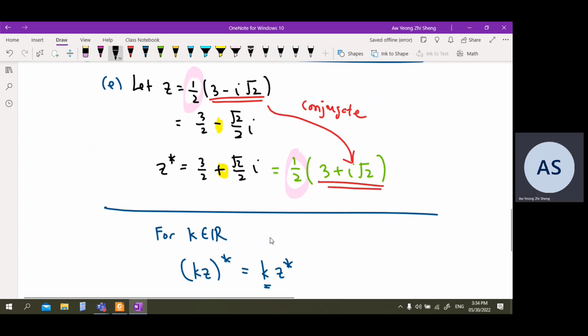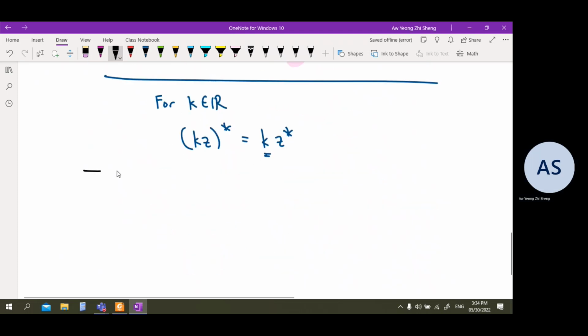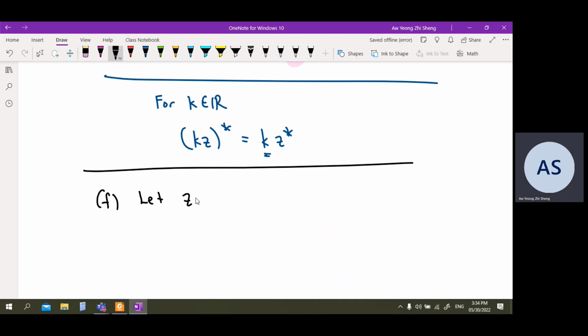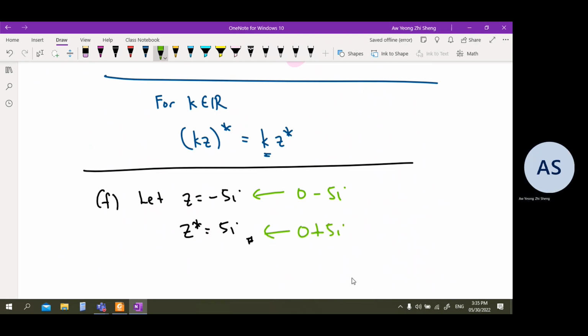Okay, now let's move to part F. Let z be minus 5i, then z star must be positive 5i. That's it. The reason why it becomes positive 5i is because this number negative 5i can be written as 0 minus 5i. So when you take the conjugate, it becomes 0 plus 5i, where the real part of 0 is unaffected, and the coefficient of i being negative 5 gets reversed to plus 5.